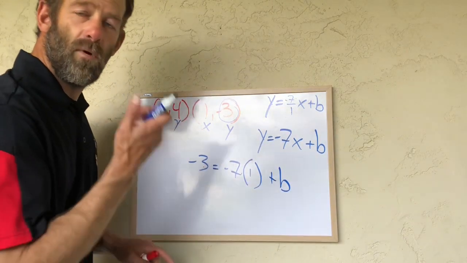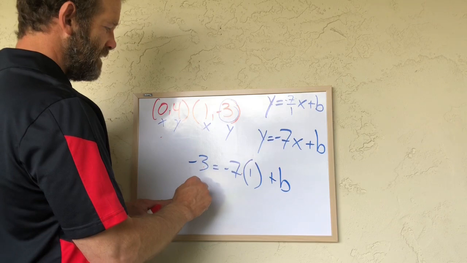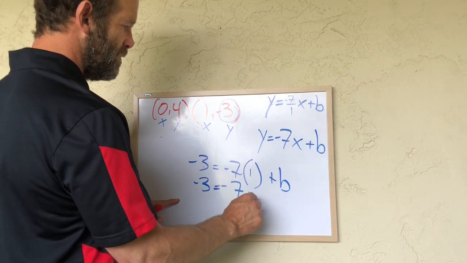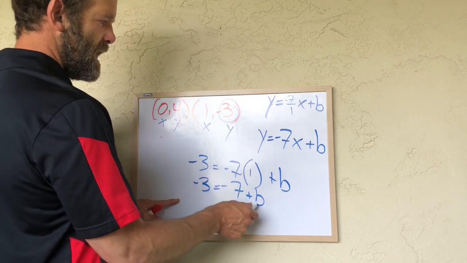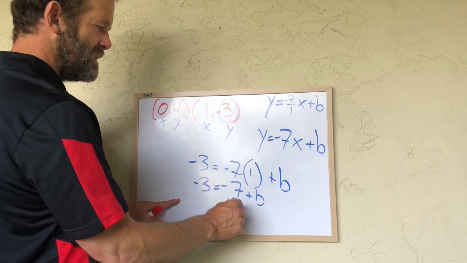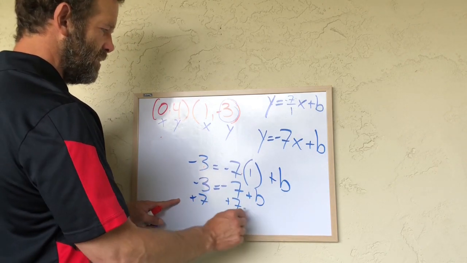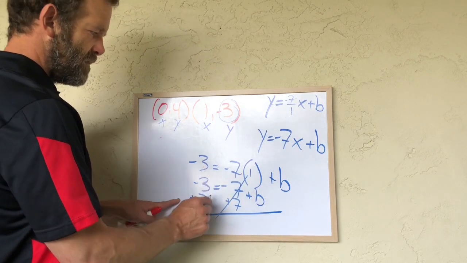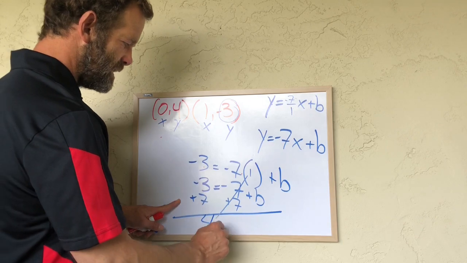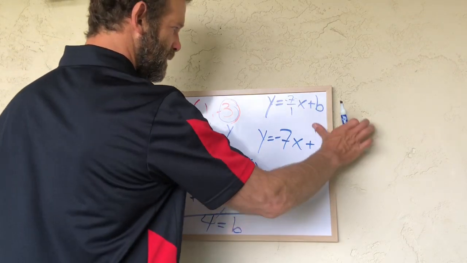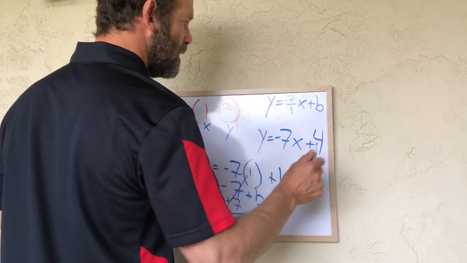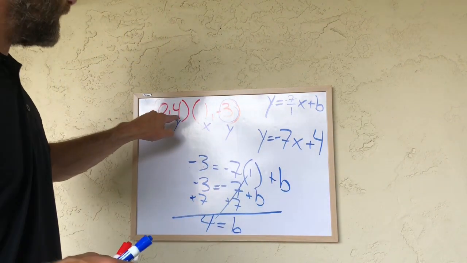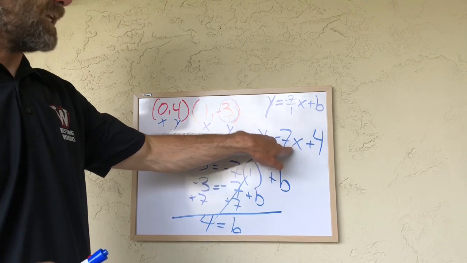And now watch. When I clean all of this up, negative 3 equals negative 7 times 1, which is negative 7, plus b. How do I solve for my b? I add 7 to both sides to move it over, to get negative 3 plus 7, which is a positive 4, and that is my b. There's the equation. Now some people might ask, wait, couldn't I use this x and y to plug into here also?